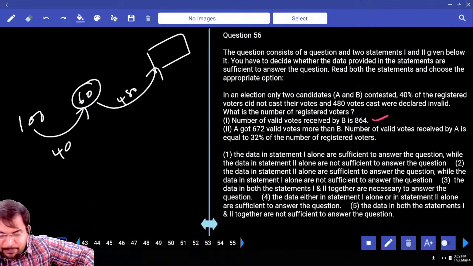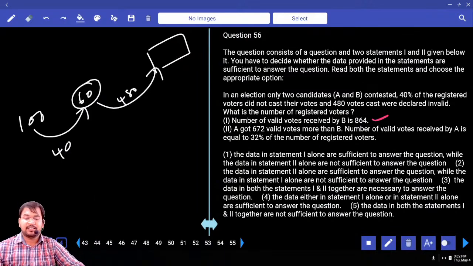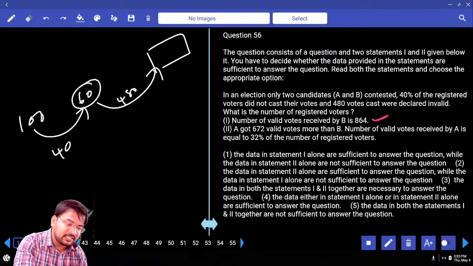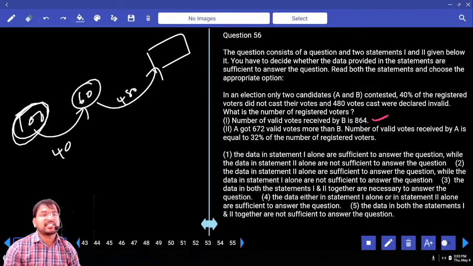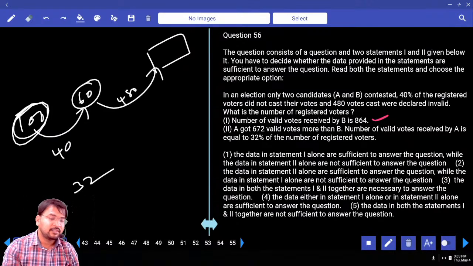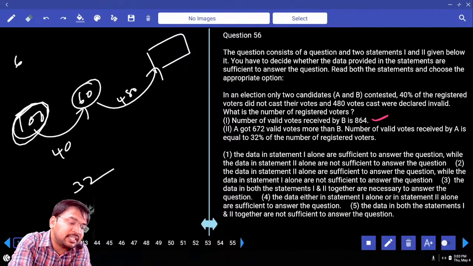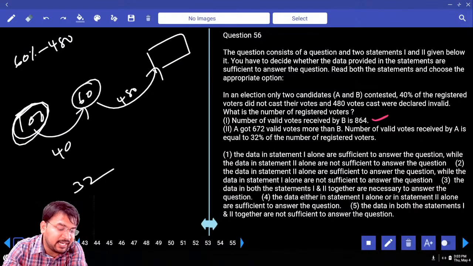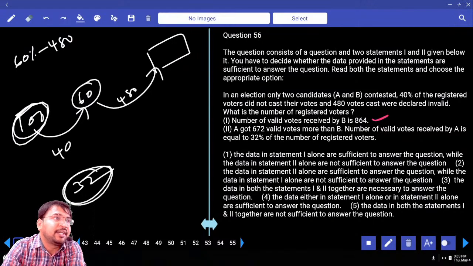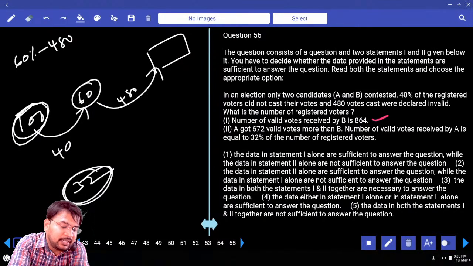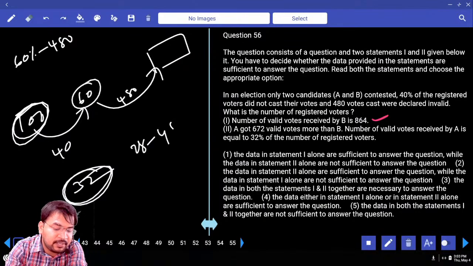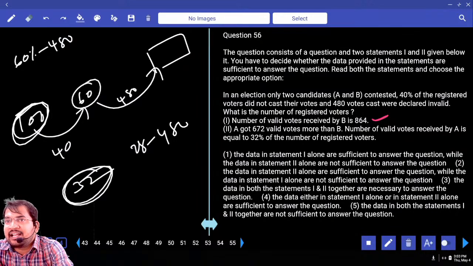Number of valid votes received by A is equal to 32% of the registered voters. See here, 32% of the registered voters is nothing but 32, as we assume registered voters as 100. Out of 100, 32%. A got 32 votes. So first of all, valid votes are how many? 60% minus 480. The winner, A, got 32. Then automatically the remaining is 28 minus 480. Are you clear?